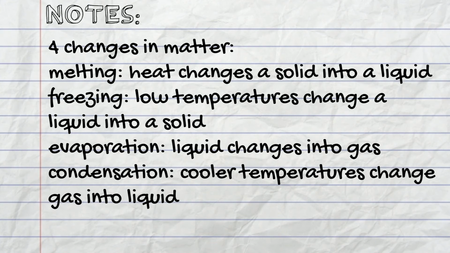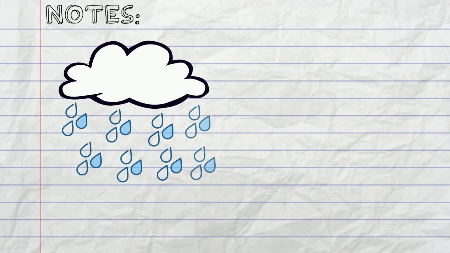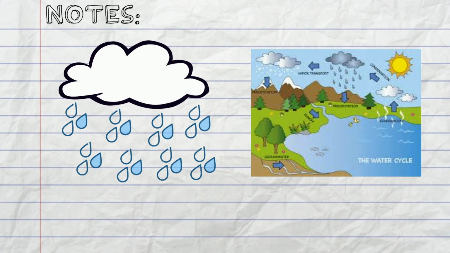Evaporation is when liquids change into gases, just as how we saw that boiling water turns into steam or water vapor with heat. And condensation, which is something that we didn't really touch upon, but that's when cooler temperatures change gas into liquid, which is how rain works and how basically the water cycle works. These are all physical changes.